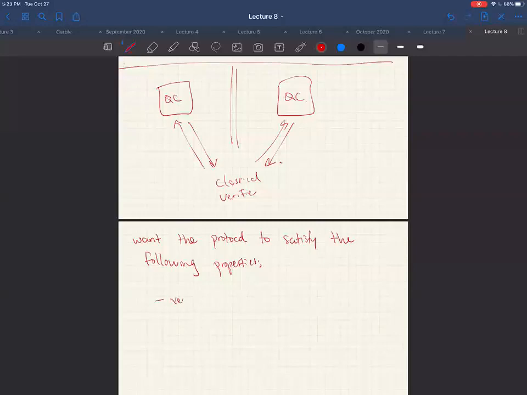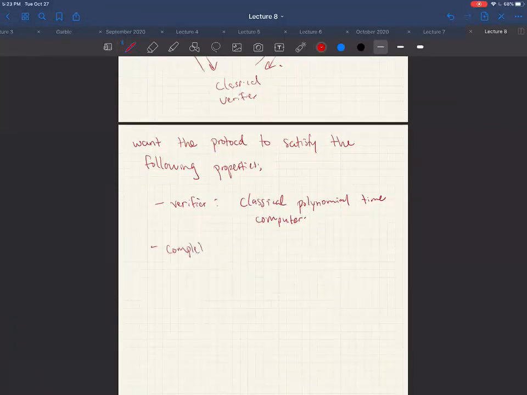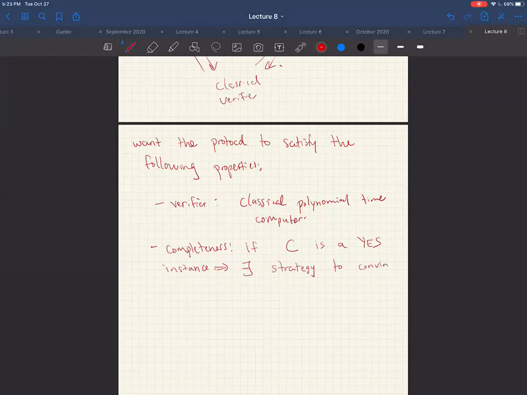So one property is that we don't want to demand too much of the verifier. It's a classical polynomial time computer. All right, so that's obvious. We want this protocol to satisfy a completeness property, meaning that suppose that the circuit C is a yes instance. Then there should exist a strategy for Alice and Bob to convince the verifier with high probability. And furthermore, this strategy has to be efficiently performable by these quantum computers.